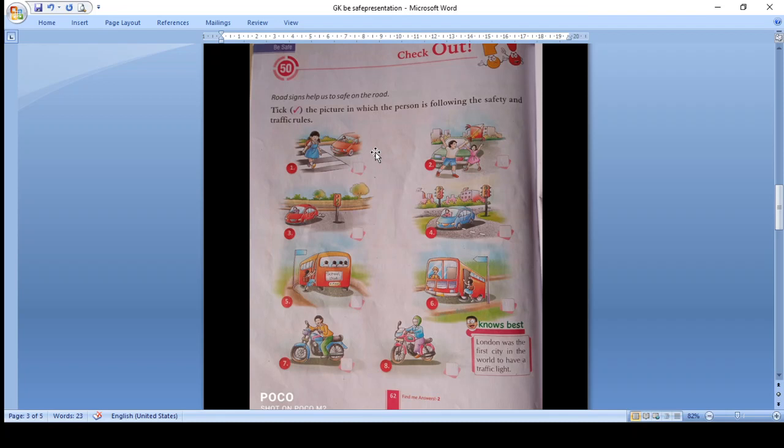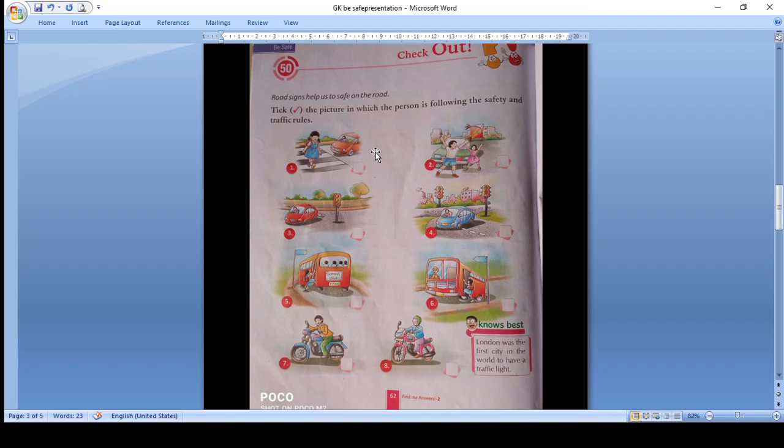Now in the first picture you can see that a girl is moving on a zebra crossing. When she gets her turn to walk on the road, she is supposed to walk on the zebra crossing. So she is correct. She is following the safety rules. But in the second picture you can see a girl and a boy playing on the road and catching a kite, right. So this is not a correct safety rule. The girl who is moving with the bag on the zebra crossing is correct, so put a tick on that.